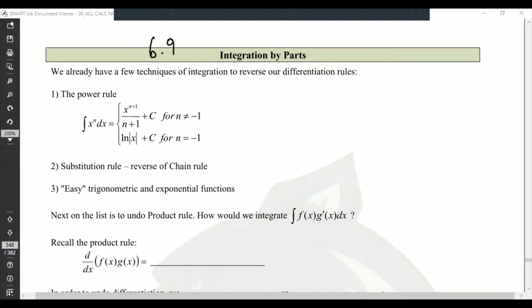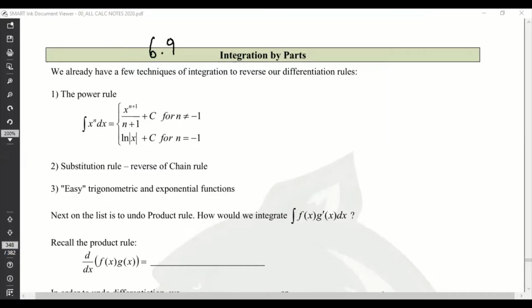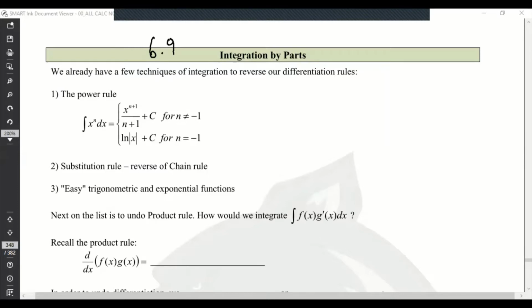6.9, integration by parts. This is a continuation from what we did with the last stuff. In the last one we did some substitution. That was to undo chain rule. When we made a substitution, we picked our substitution to be the inner function. For chain rule, that's what we were undoing when we integrated.